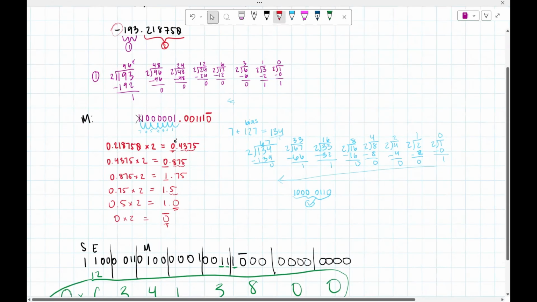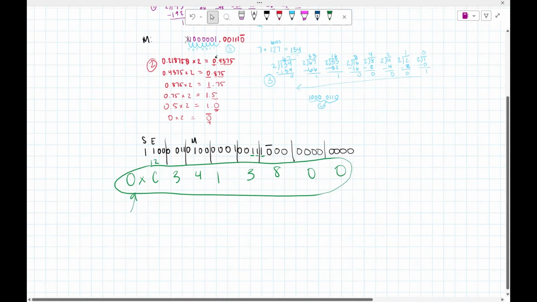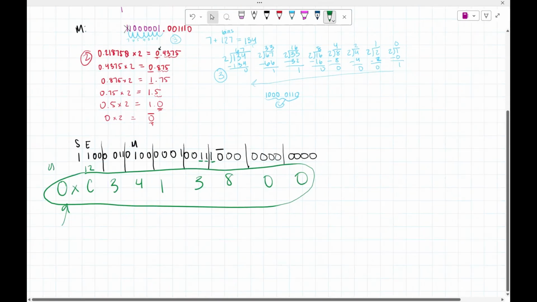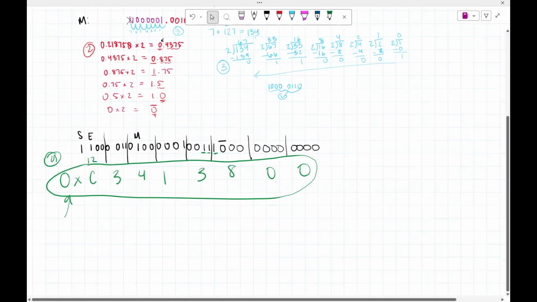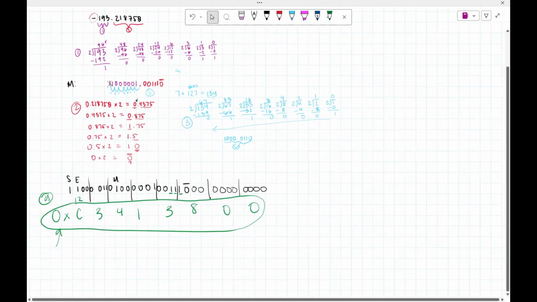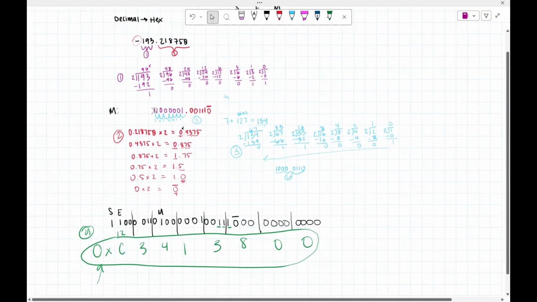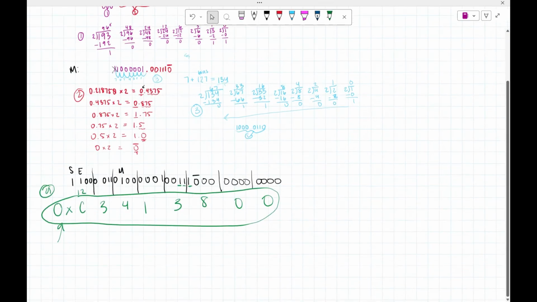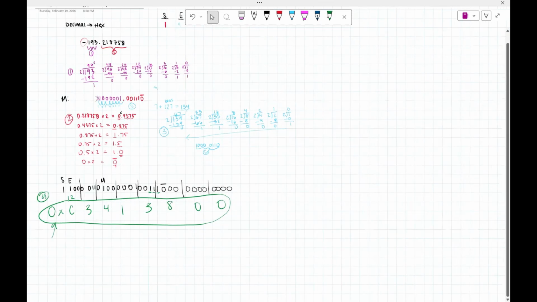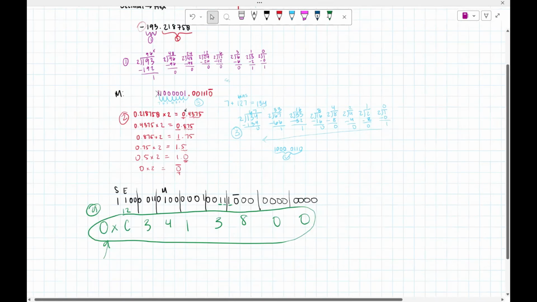Okay, oh, and also let me denote this. And then this would be, all right. So yeah, that's how you do decimal to hexadecimal. We'll go ahead and do another example of this as well. But yeah, that is exactly how you do it. Those 3 steps. Remember, we have sign, exponent, mantissa.